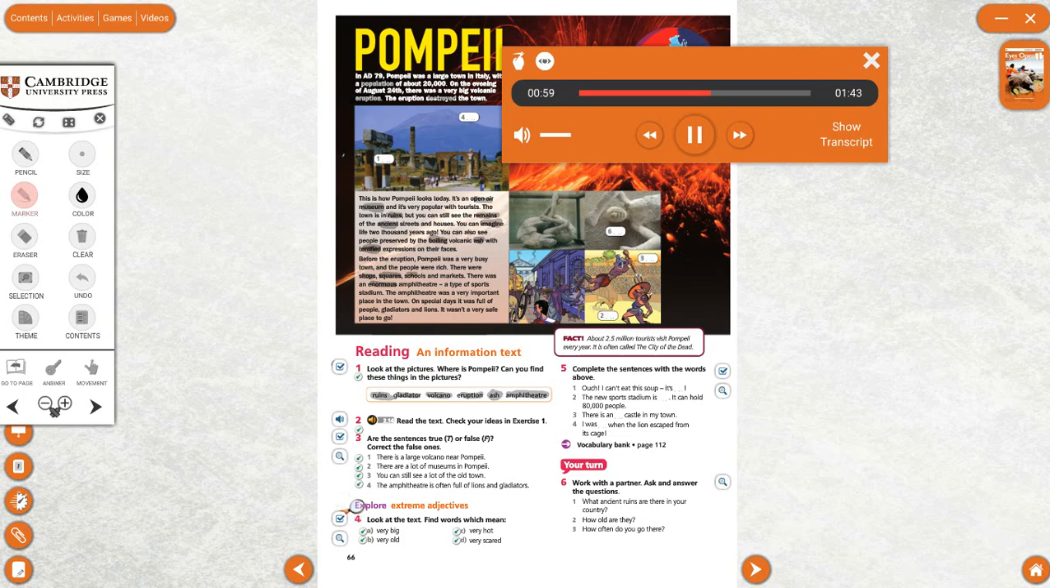Before the eruption, Pompeii was a very busy town, and the people were rich. There were shops, squares, schools and markets. There was an enormous amphitheatre, a type of sports stadium. The amphitheatre was a very important place in the town. On special days, it was full of people, gladiators and lions. It wasn't a very safe place to go. Fact: about 2.5 million tourists visit Pompeii every year. It is often called the City of the Dead.